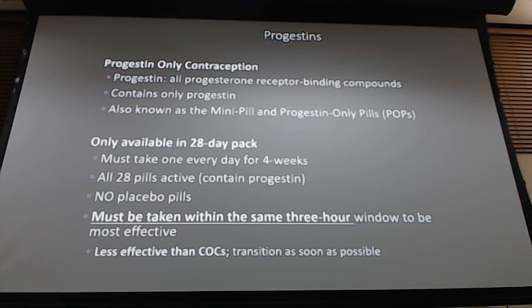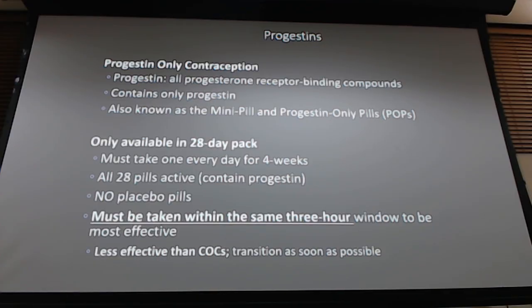But sometimes when we're looking at these medications, they're not very effective because you have to take them within the same 3-hour window every single day. And we tell them to be very on time, because if they get anywhere outside of that 3-hour window, not only can they spot and start to have breakthrough bleeding, but they can also become pregnant in that time frame. Okay, so that's why we're not a fan.